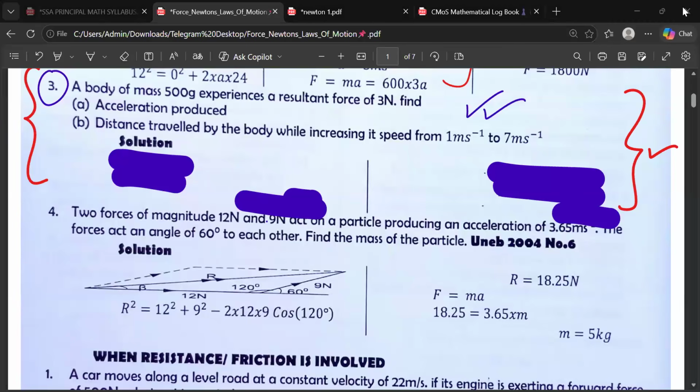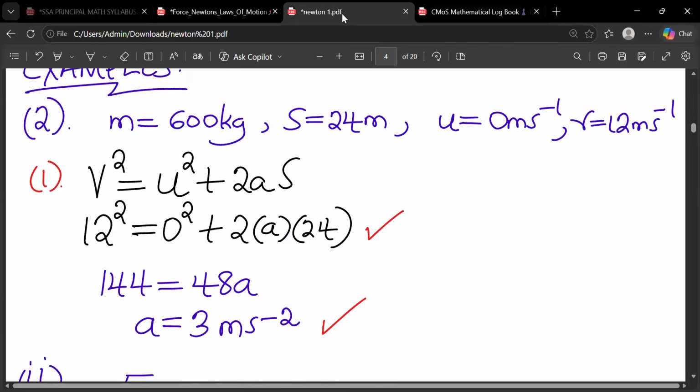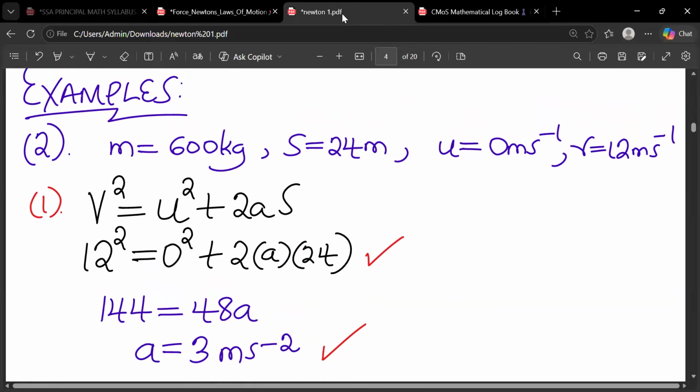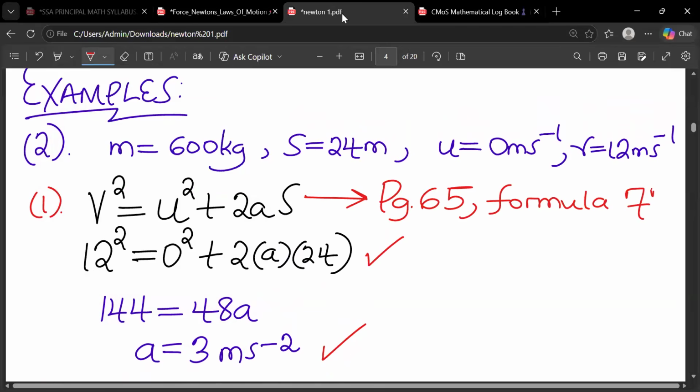Oh, I have remembered. This is what I wanted to tell people. If at all you want to get this formally from the logbook, people are telling me page 65, and then page 65 is going to be formula. They are telling me formula 77. That's what people are telling me. Hope that makes sense. Okay.